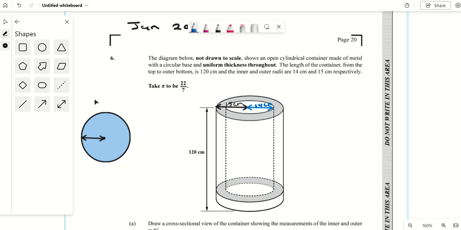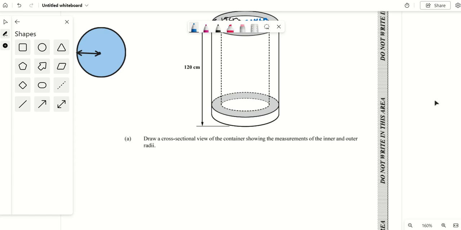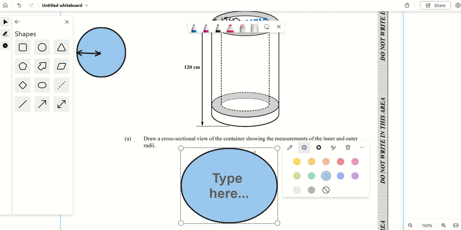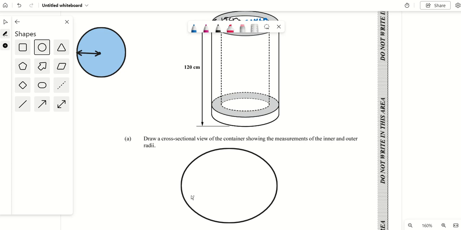They told you pi is 22 over 7. Now, pi is a constant. It is always 22 over 7 unless stated otherwise, okay? So they said draw a cross-sectional view of the container showing the measurements of the inner and outer radii. Cross-section just means if we were to cut it across. So the outer circle is this circle here, and then the inner circle would be another circle inside here.